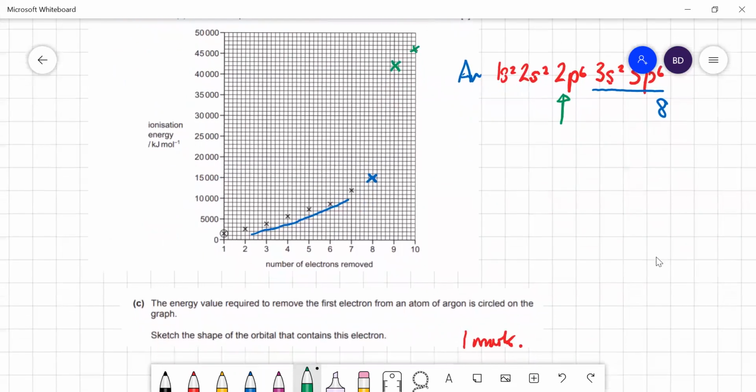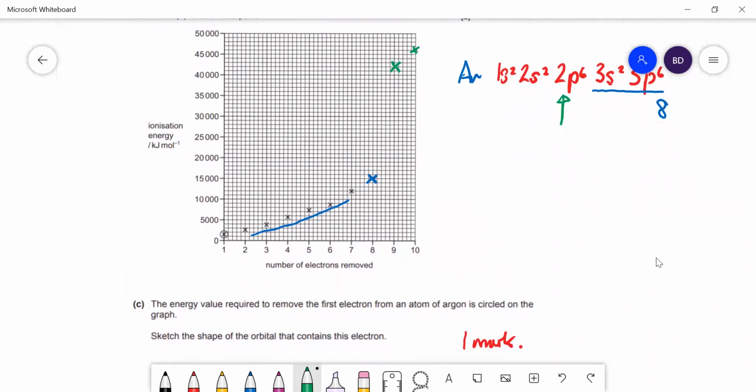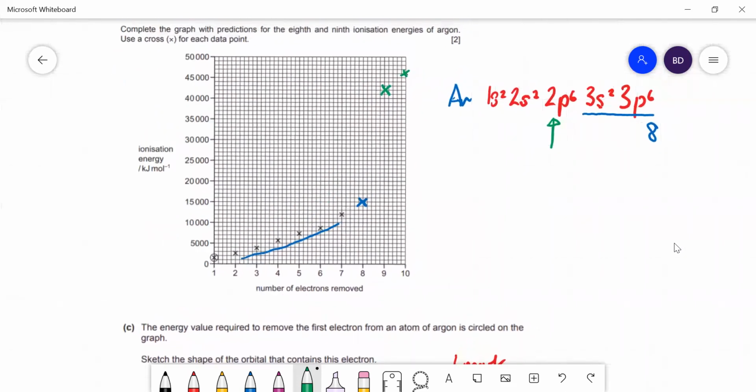The energy value required to remove the first electron from argon is circled on the graph. Give the shape of the orbital that contains this electron. Well, from the electronic structure we've drawn, that first electron is coming from 3p, isn't it? So what shape does the p orbital have? It is like that.